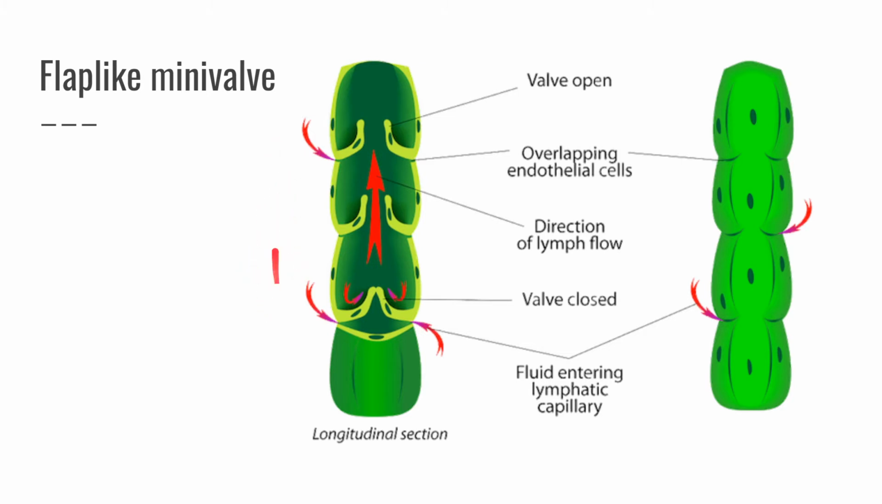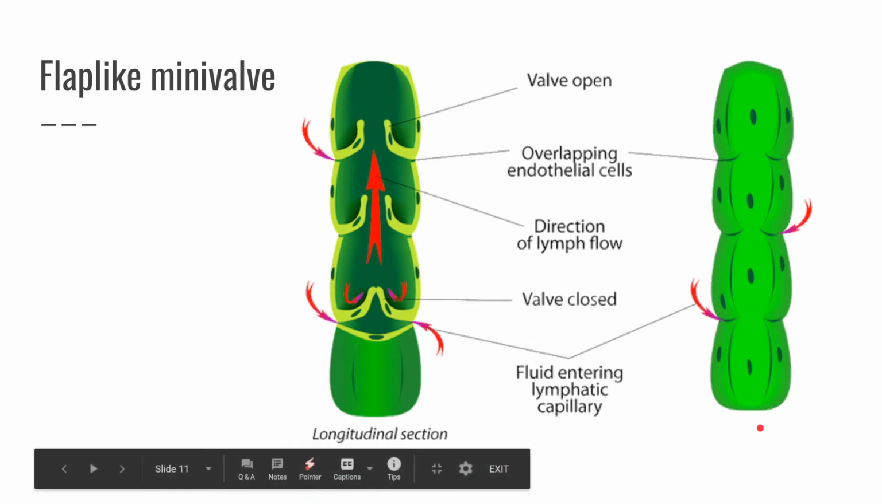When the pressure out here is high, because there is a lot of leaked plasma, it forces the plasma to slip in through the flap-like mini valves. Then once all the plasma comes in, the pressure inside is higher, and that forces the flap-like mini valves closed, preventing any of the plasma from leaking back out. And this is our view from the outside, and then it's going to make its way traveling back towards the heart.